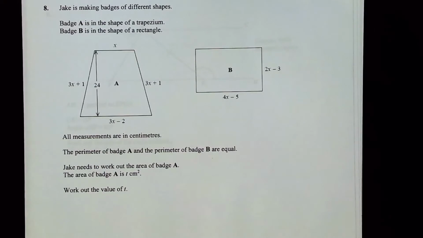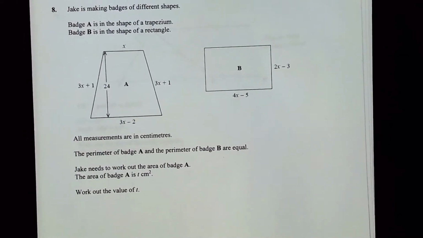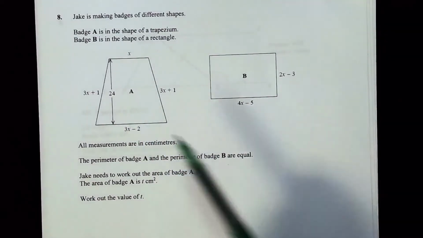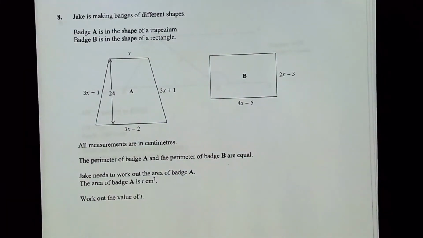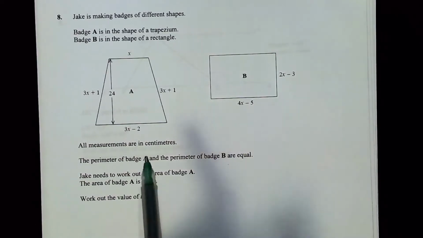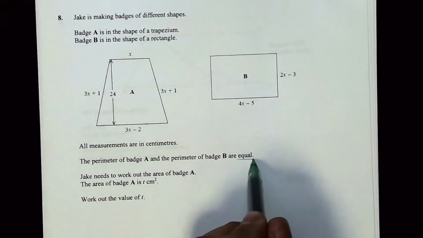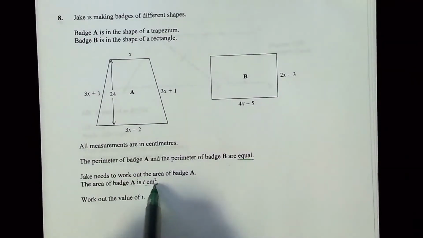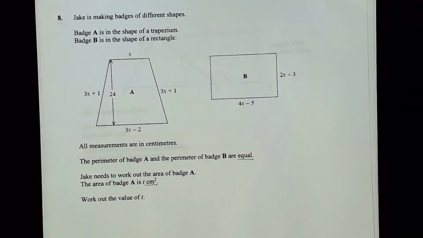So this is now question 8, and the question reads: Jake is making badges of different shapes. Badge A is the shape of a trapezium, badge B is the shape of a rectangle, and he gives you the two shapes with their dimensions on the sides. In algebra, all measurements are in centimeters. The perimeter of badge A and the perimeter of badge B are equal, and Jake needs to work out the area of badge A. The area of badge A is t centimeters squared. That tells us the units. Work out the value of t.